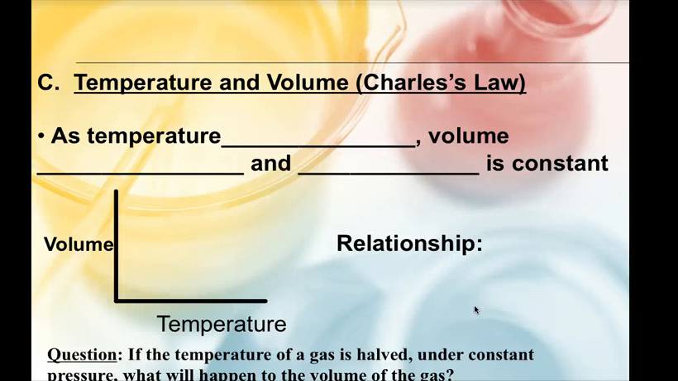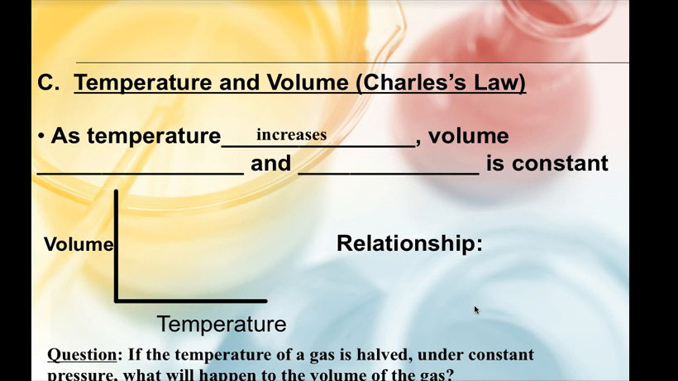Alright, let's look at the next one, which is called Charles's law, but don't worry about the name, it's temperature and volume. And this is one that's really easy, and we're going to do a lab on this. The easiest way to look at temperature and volume is to look at a balloon. If you take a balloon and you blow it up, tie it off, and then you put it in a sink of very hot water, what do you suppose is going to happen to it?